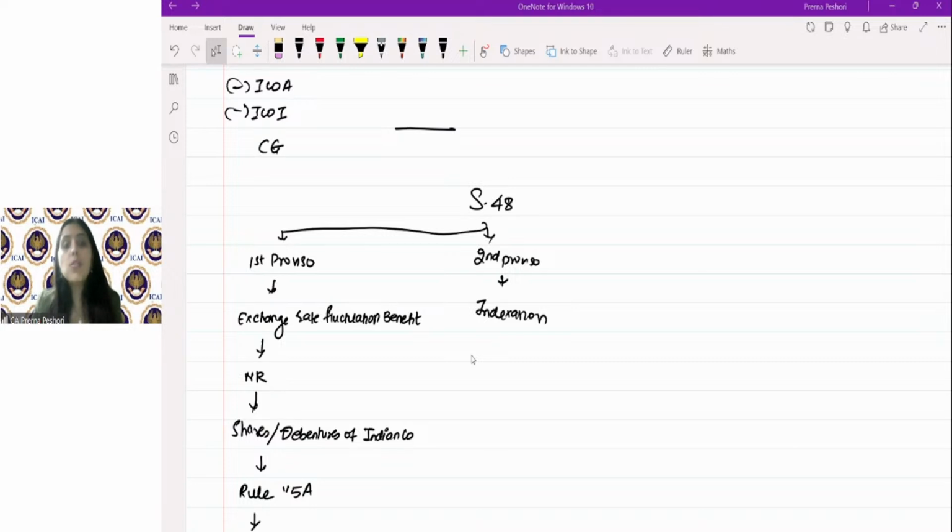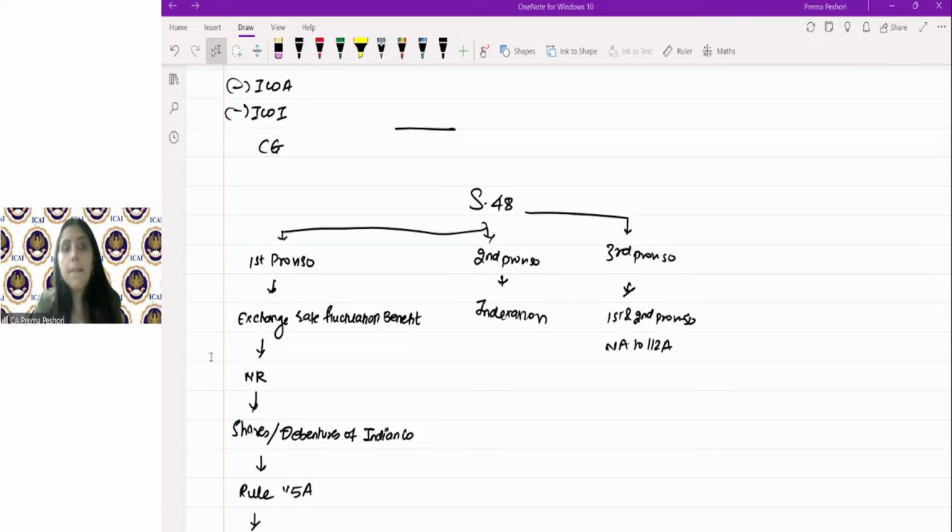Then the third proviso to section 48 provides that first and second proviso are not applicable to 112A. First and second proviso to section 48 will not be applicable to equity share or listed equity oriented fund or unit trust under 112A.